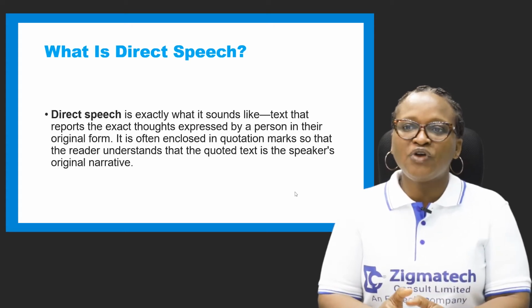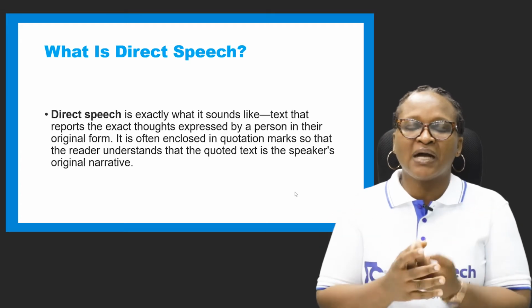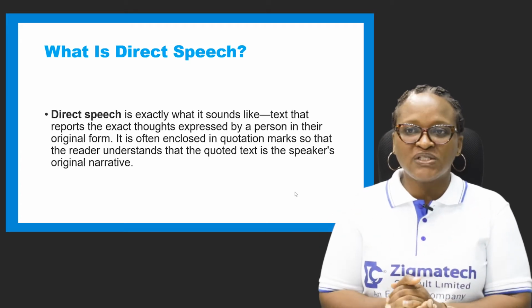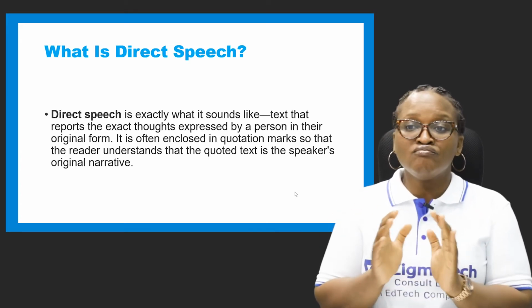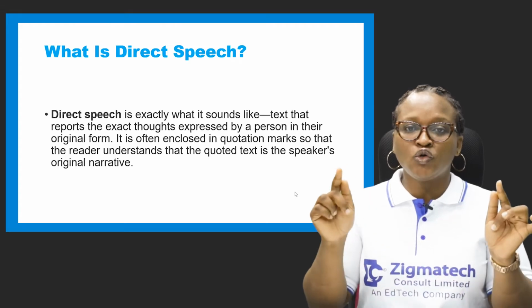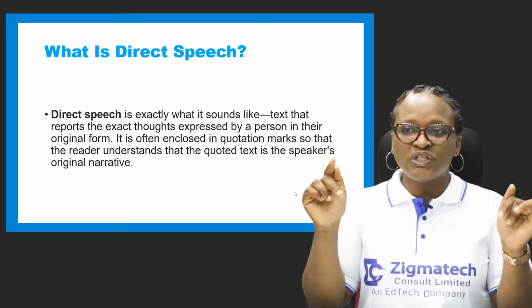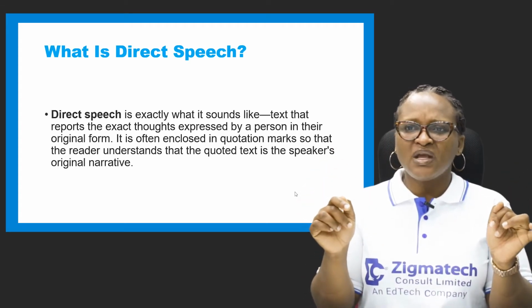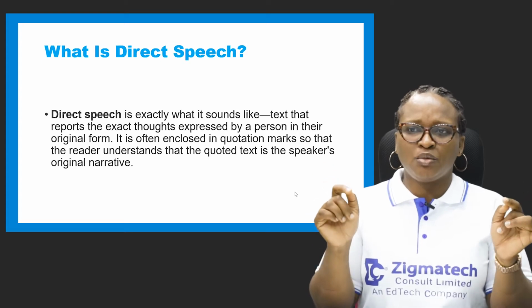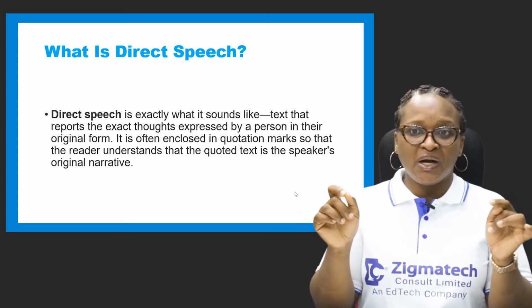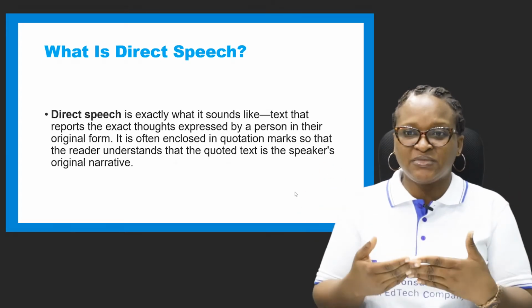Now it says it is often enclosed in quotation marks. That is how it is. That is why it's called quoted speech, because it's in a quotation mark. Now, it can be a singular quotation mark or the double quotation mark. Whichever you choose to use is acceptable.